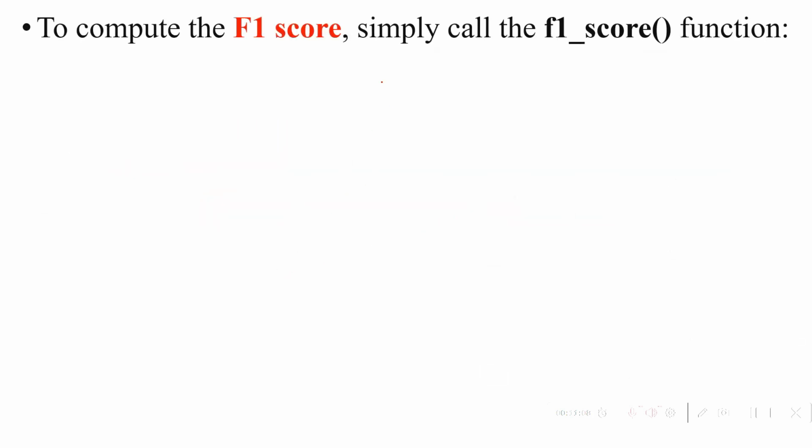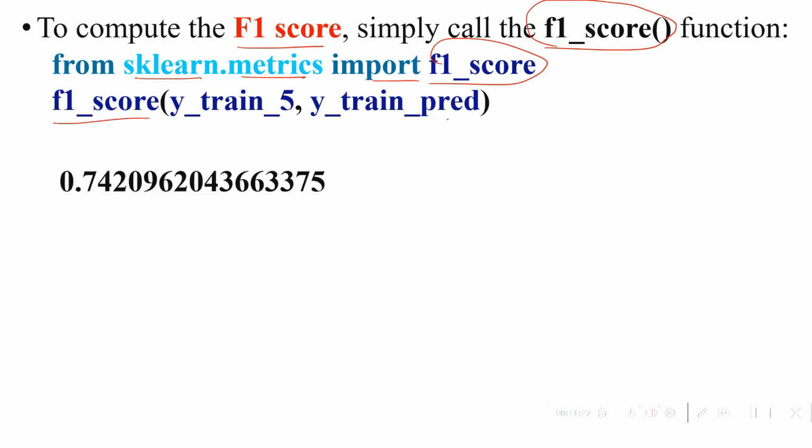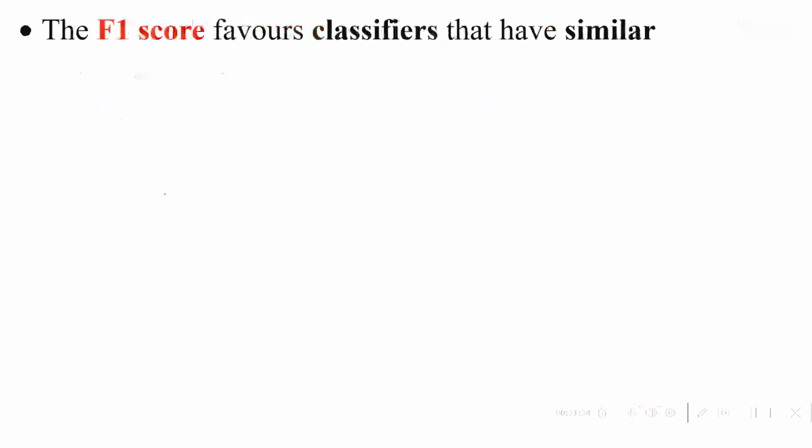Now to compute the F1 score, we can simply call the f1_score function from scikit-learn. From sklearn.metrics, we import f1_score. For f1_score, we pass y_train_5 and y_train_pred. Further, we get the F1 score equal to 0.7420.